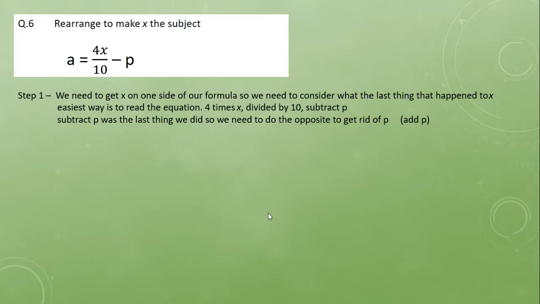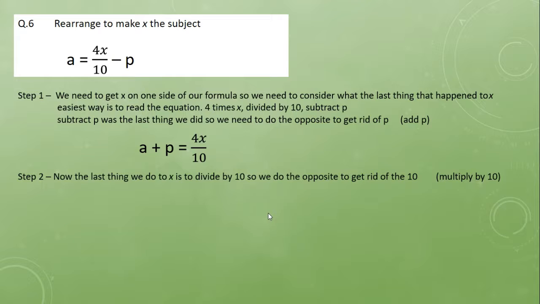4x divided by 10 minus p. The last thing I said was minus p, so we're going to do the opposite of that. We're going to add p on both sides. I'd get a plus p on the left, and I'd have 4x divided by 10 on the right because I've got rid of my p.